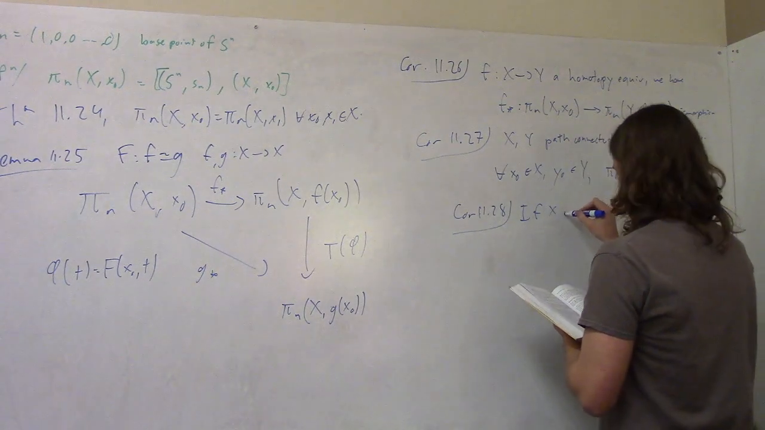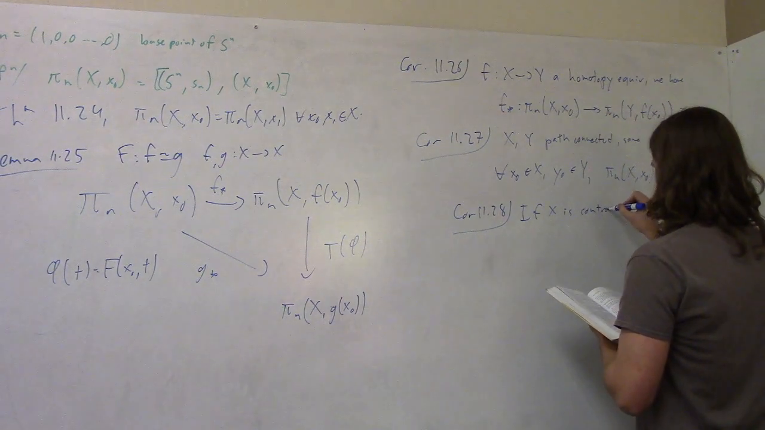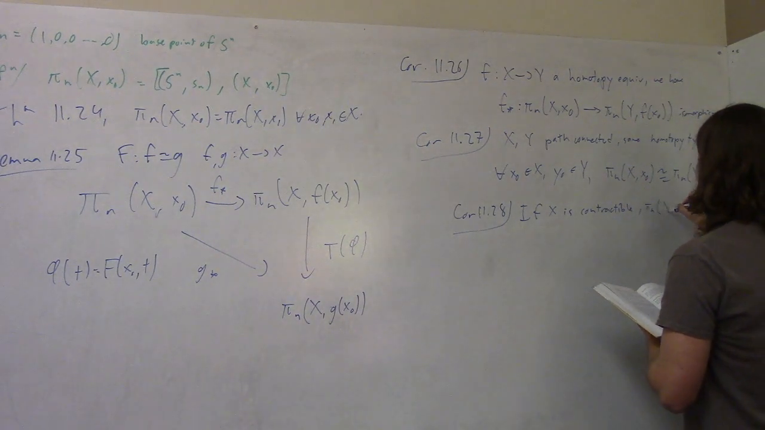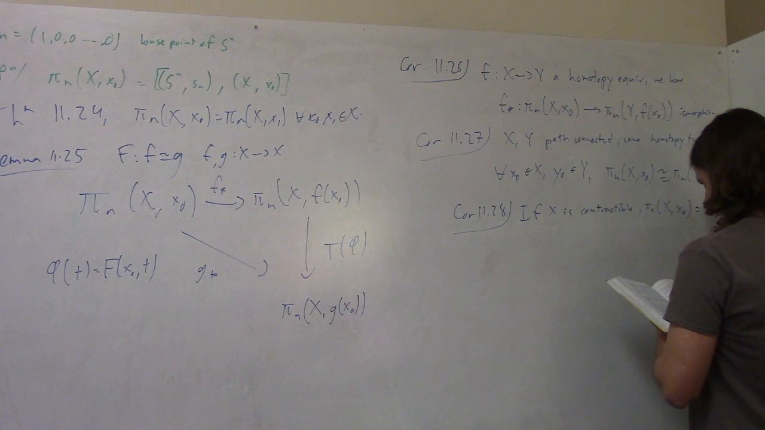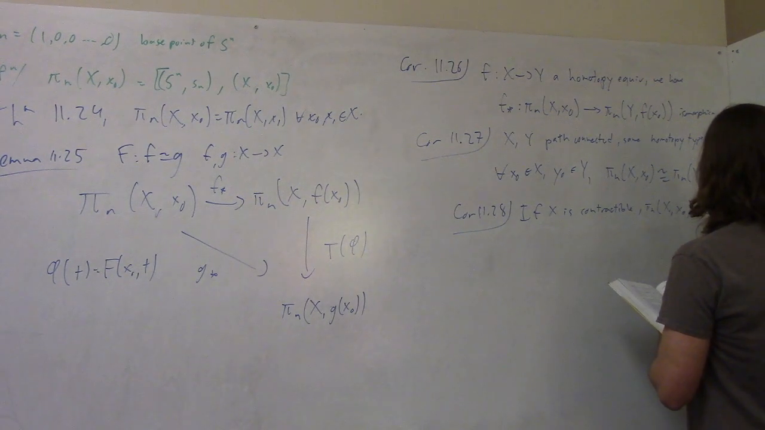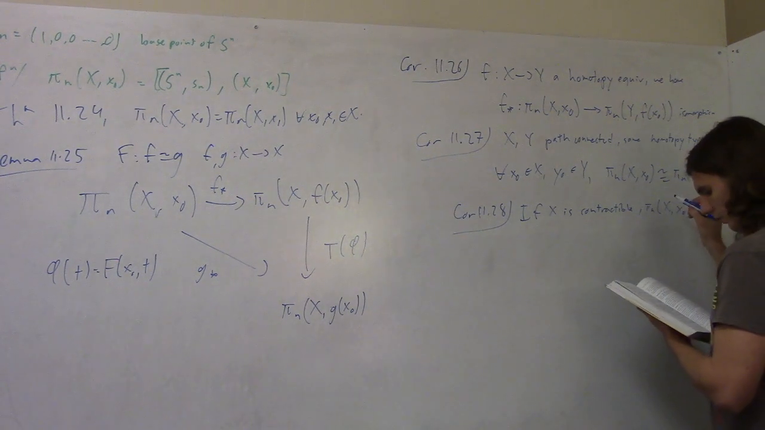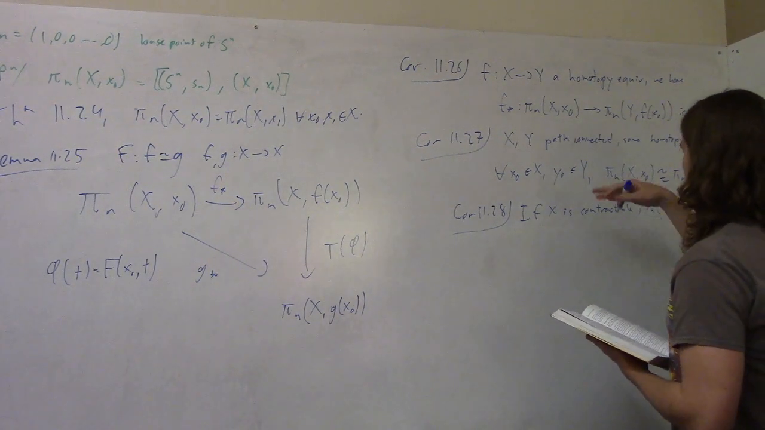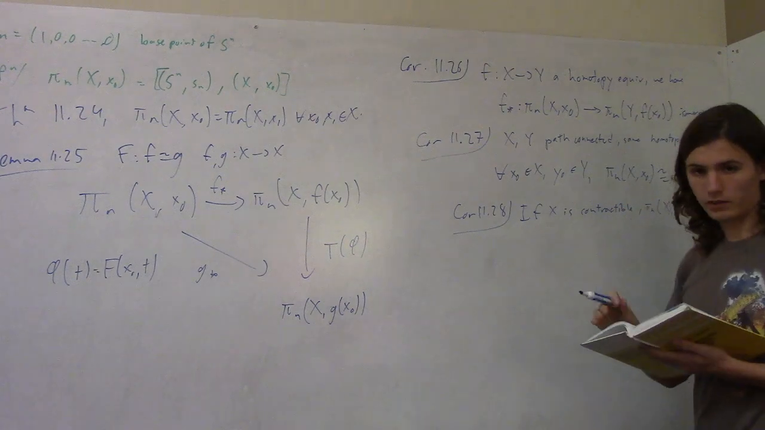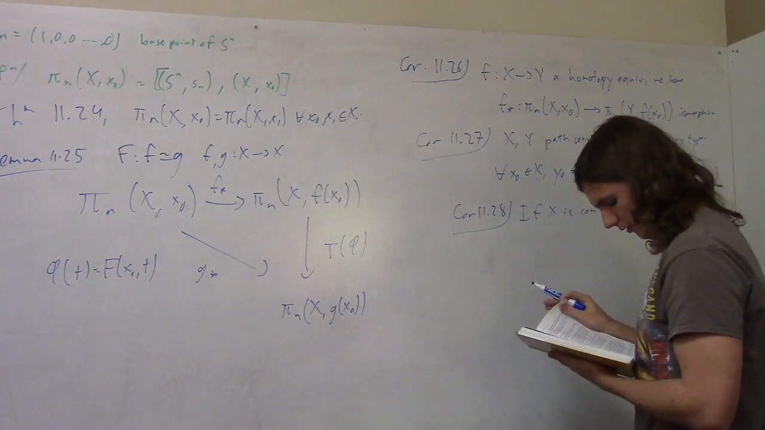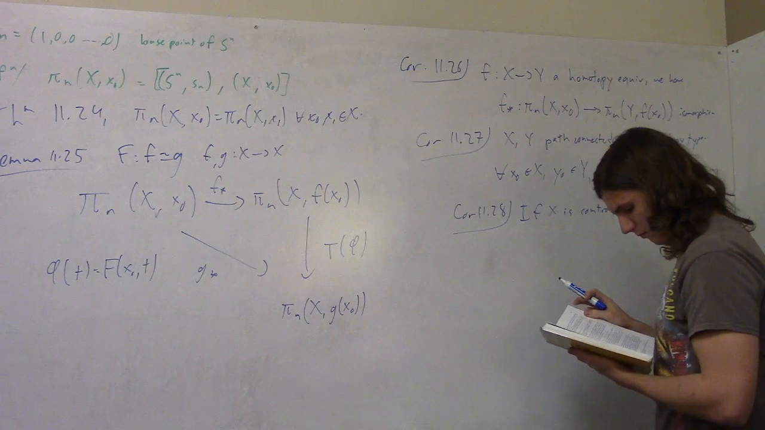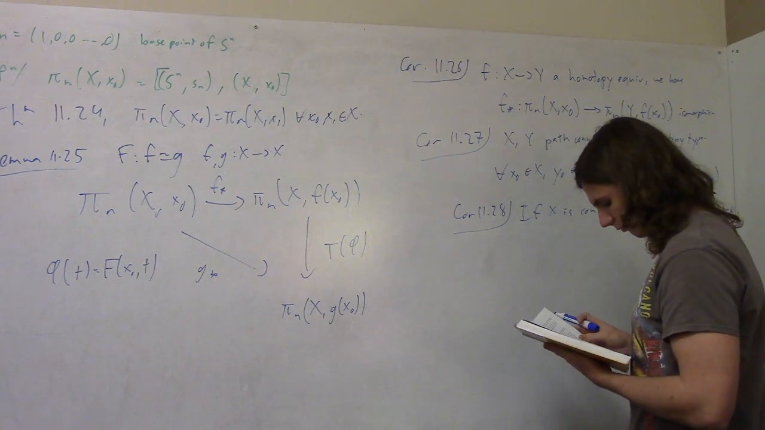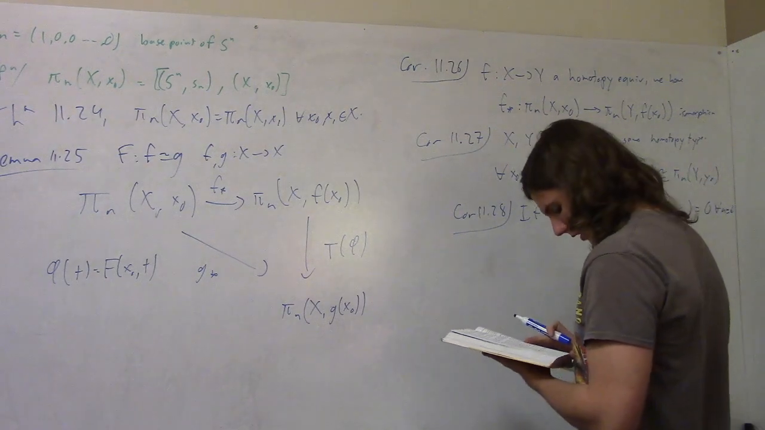28. If X is contractible, then pi n of X comma x naught equals 0 for all n. This last theorem is also for all n. And that's because if it has the same homotopy type as a point, then pi n is 0, and so they have the same homotopy group.